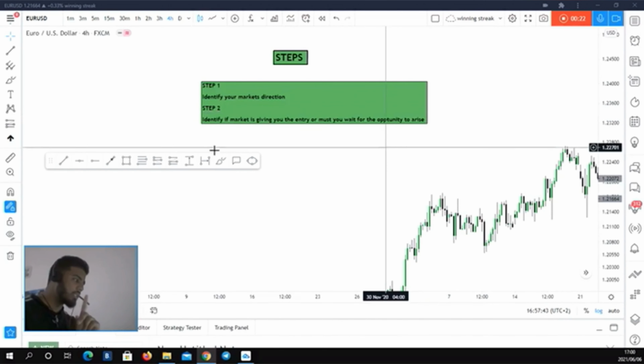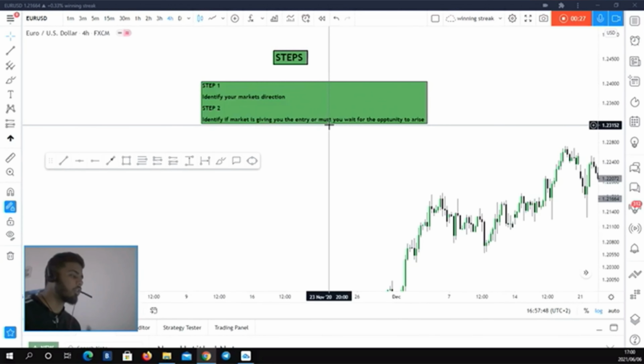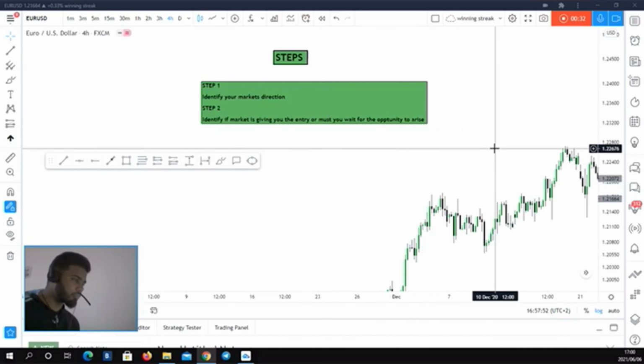Now secondly, you need to identify if the market is giving you the entry or must you wait for the opportunity to rise. And I'm going to explain this much more, right? First, you need to understand step 1. And let's go to this.